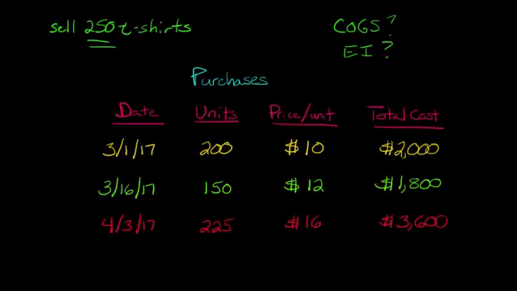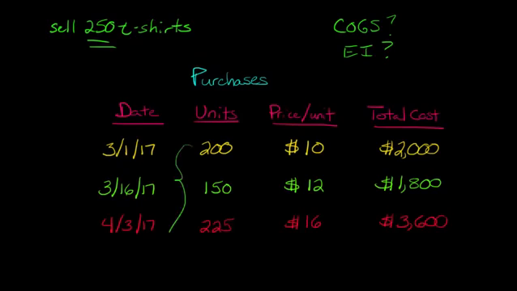So now that I've sold these t-shirts, you remember we're going to be making a journal entry about cost of goods sold. We're going to be reducing our inventory. But we don't know which of these units comprise this 250. If we knew specifically which 250 we sold, we could use what was called the specific identification method and say, here are the ones that we sold on these dates, and this is what they cost.